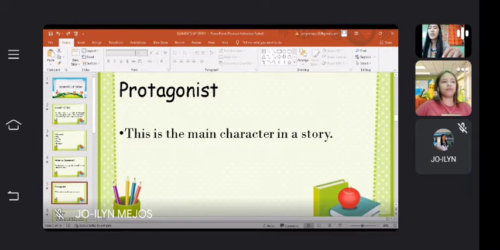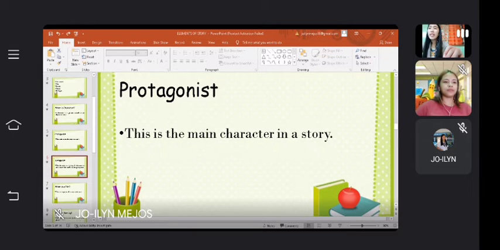Alright, thank you. So the protagonist is the main character. In Filipino, we call it bida. That specific character may be the one to solve the conflict or the problem in the story.